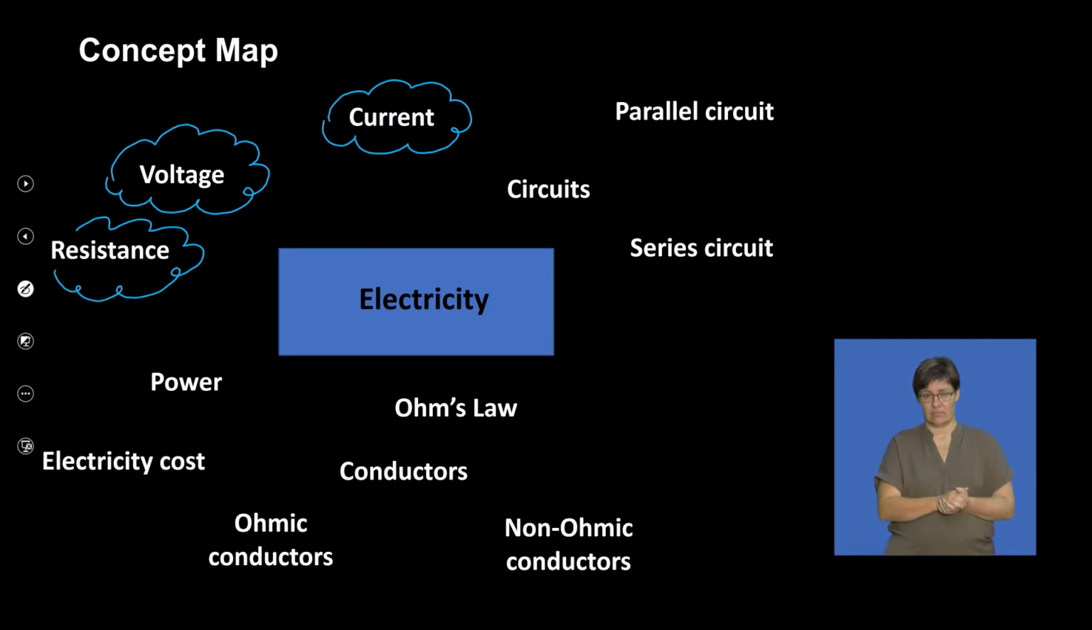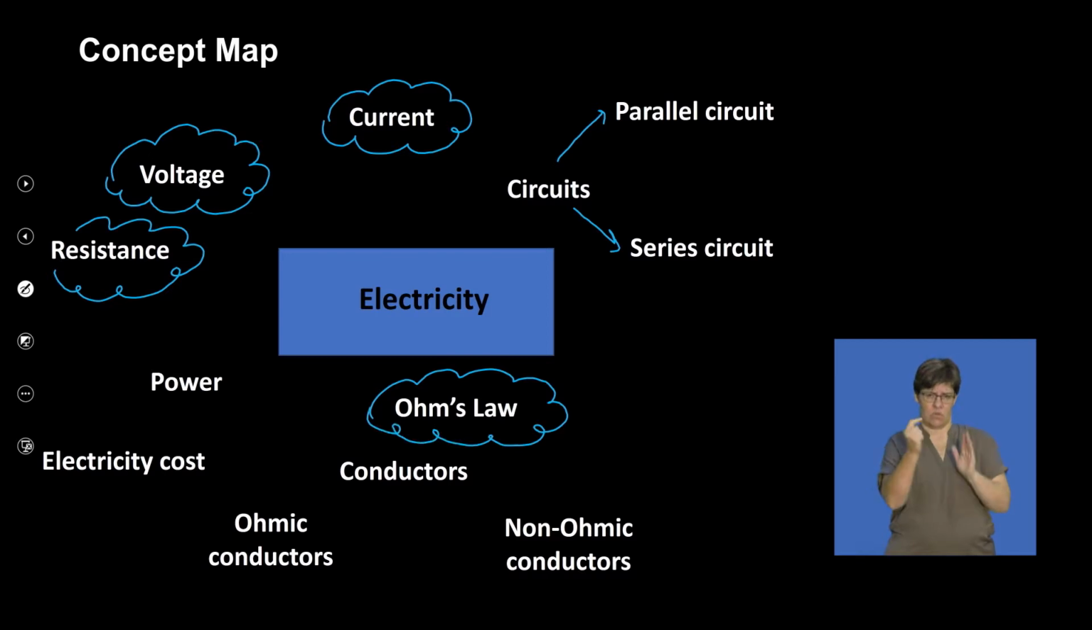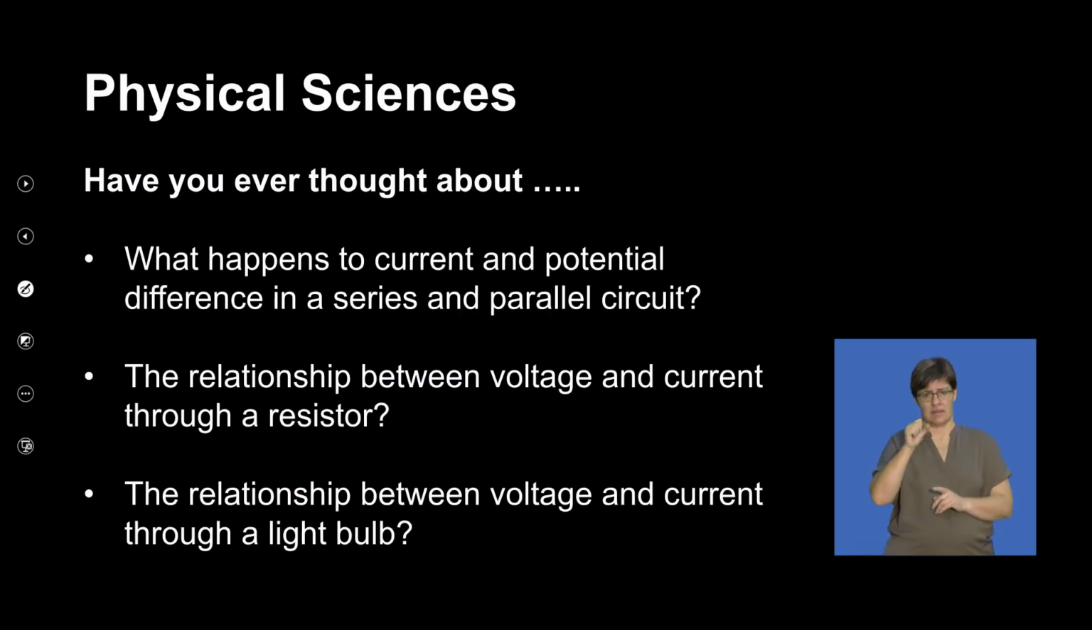However, we remember that there are two types of connections in a circuit. It's either parallel or series. And ultimately we would want to look at Ohm's Law in terms of its application, and decide whether a conductor actually obeys Ohm's Law, if it's an ohmic conductor or a non-ohmic conductor.